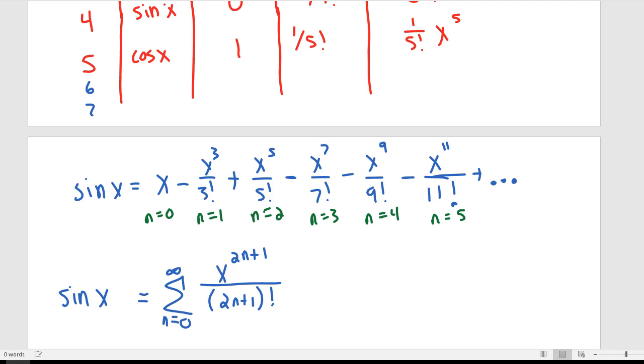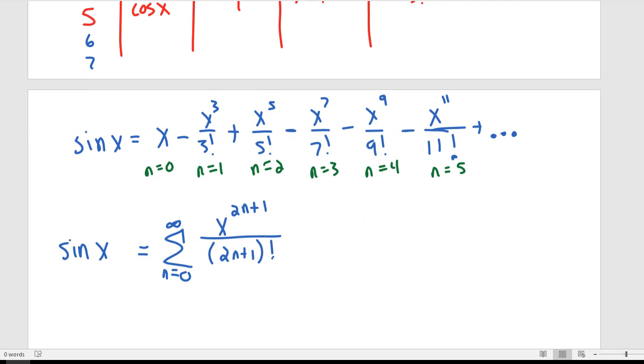All right, now we can plug the n values back in and make sure we are matching what we have above. If I plug in n equals 0, I'm going to get x to the 1 over 1 factorial, and there's my first term when n is 0. If I plug in n equals 1, I'm going to get x cubed, 2 plus 1 is 3, over 3 factorial. If I plug in n equals 2, I'm going to get x to the 4 plus 1, which is x to the 5th, and so on and so forth. So this is the power series for sine.